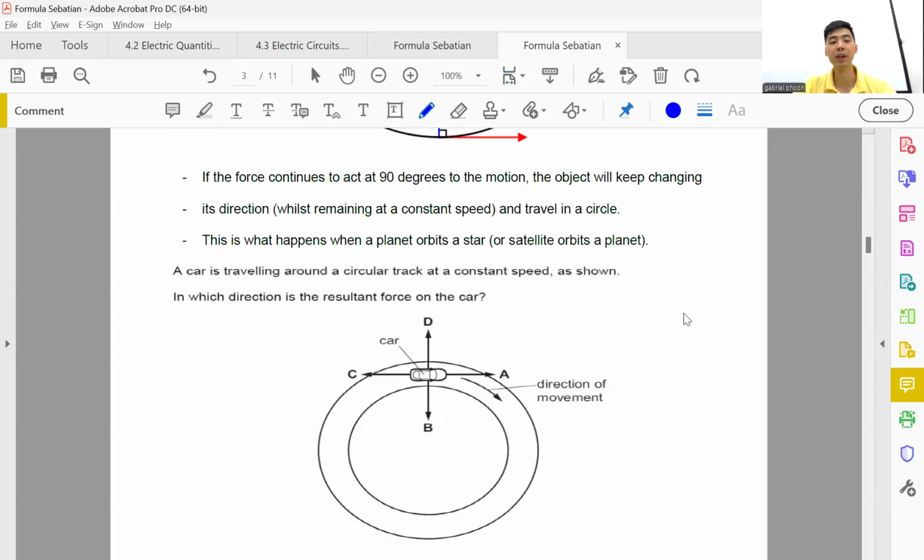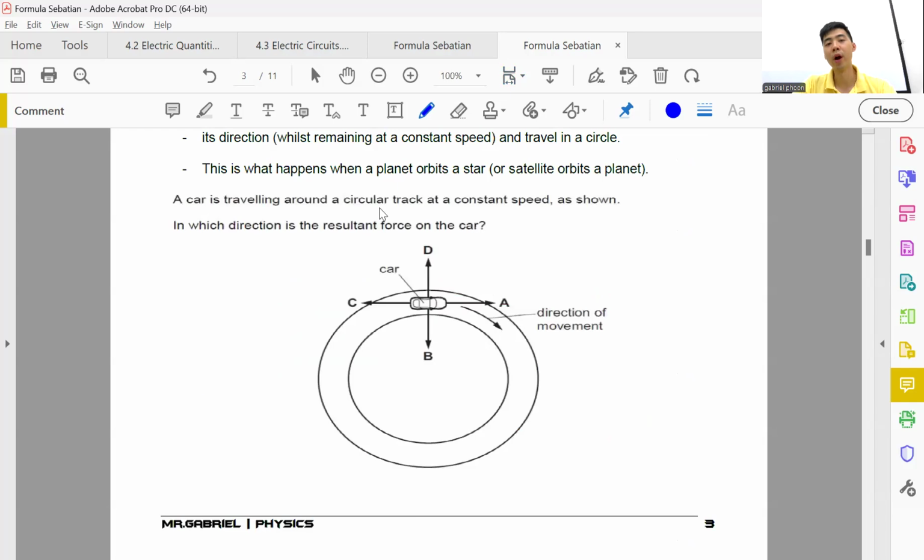You know how the question will be like? They'll give you something like this: a car is traveling around a circular track at a constant speed. In which direction is the resultant force? And the answer in this scenario would be towards the center. Yay, 3 marks. Every year is the same question. So why is it towards the center?